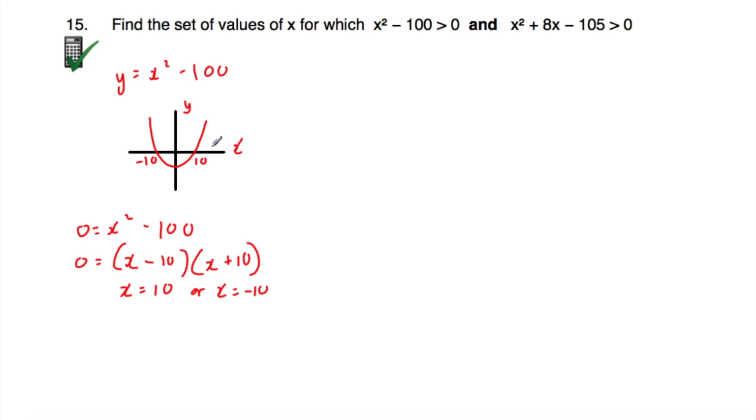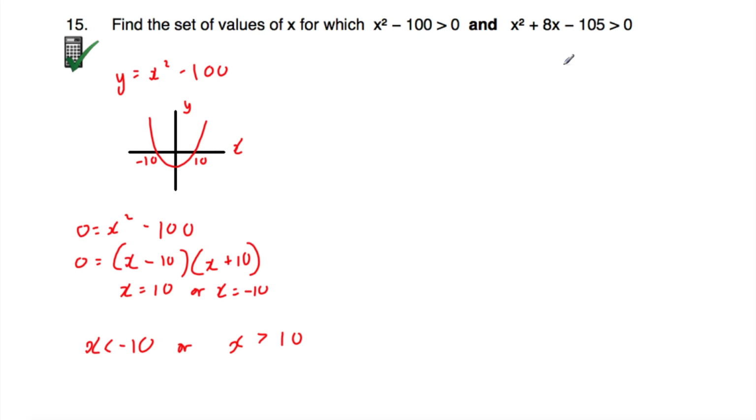So if we have a look at the graph, that's where it's going to be above the x-axis. So that's going to be any value of x that is bigger than 10. So x is bigger than 10. Or let's look to the left-hand side of the graph. So here, any value of x that is less than minus 10 would also work. So x is less than minus 10. So those are the possible values of x. Any value of x that is bigger than 10 or less than negative 10 would work for this quadratic.